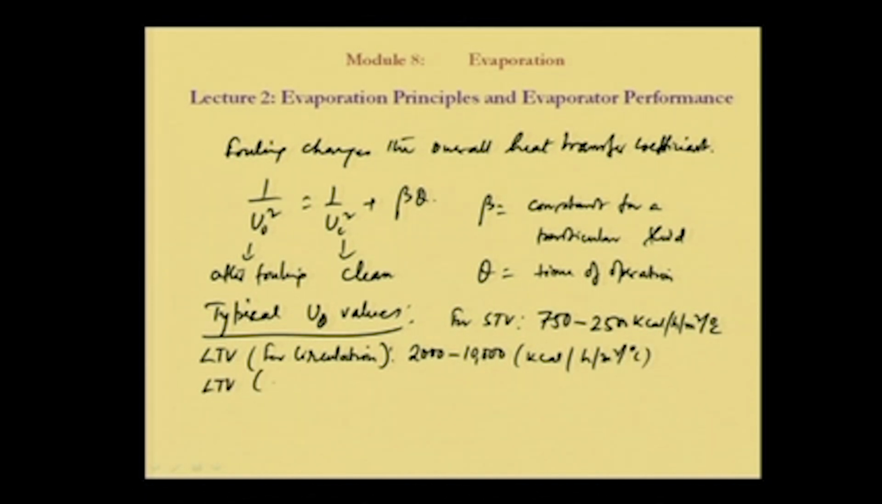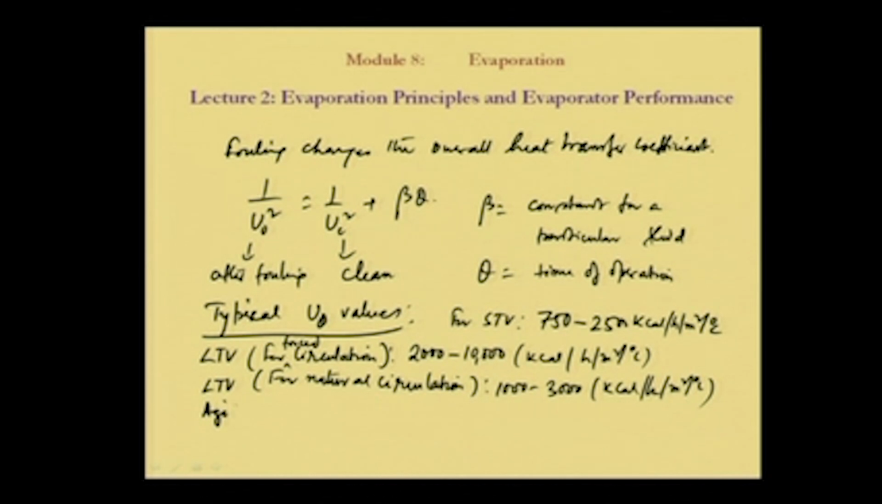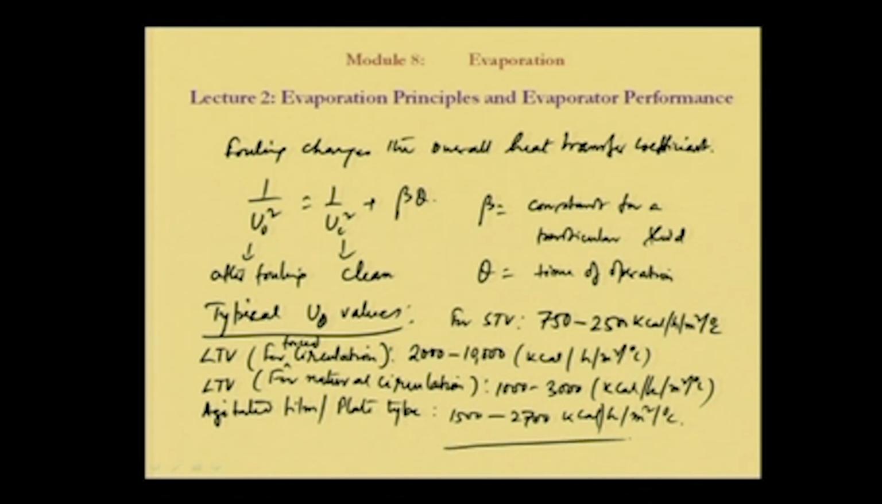Then for LTV with natural circulation, the value will be less, 1000 to 3000 roughly, same unit. For forced circulation, the value is very high. Agitated film and plate type have values around 1500 to 2700 kilocalorie per hour per meter square per degree centigrade. These are typical ranges of the overall heat transfer coefficient values.